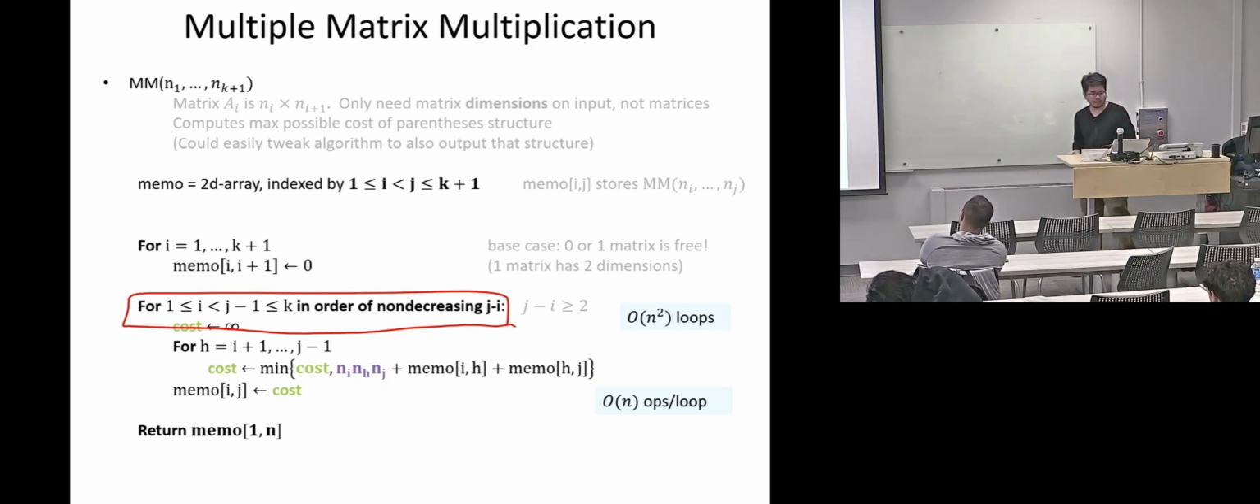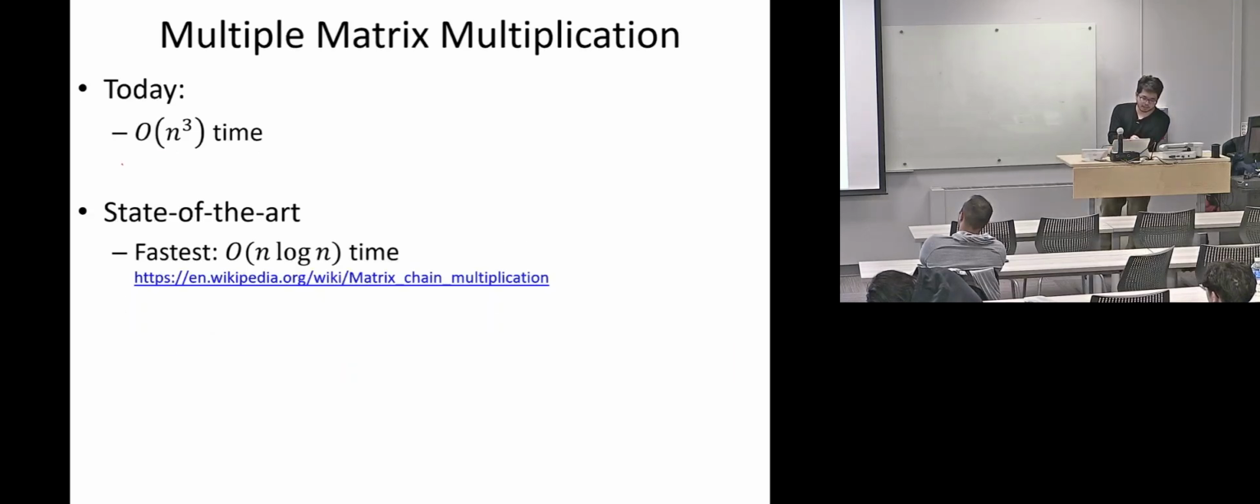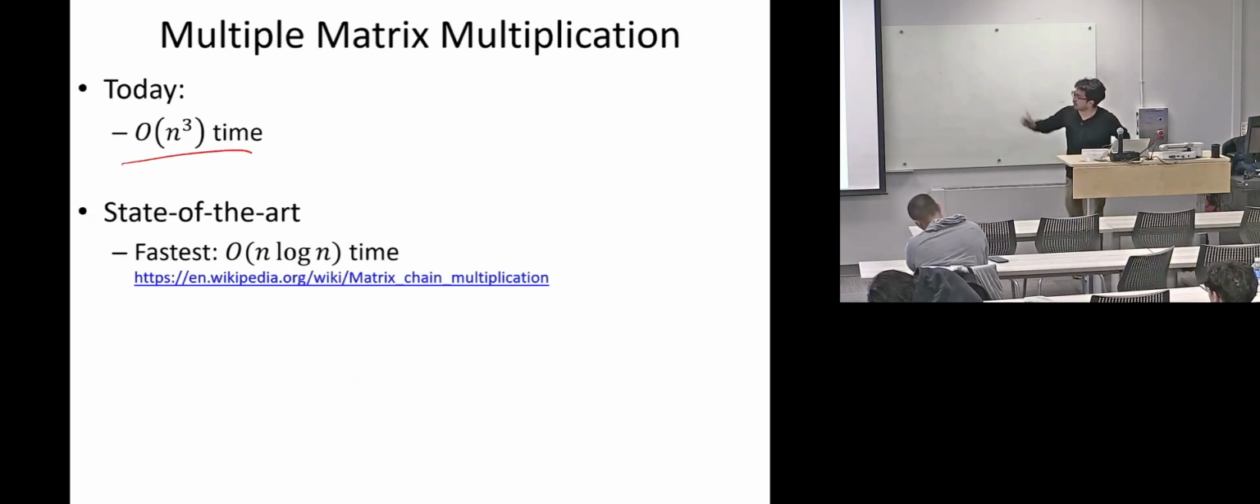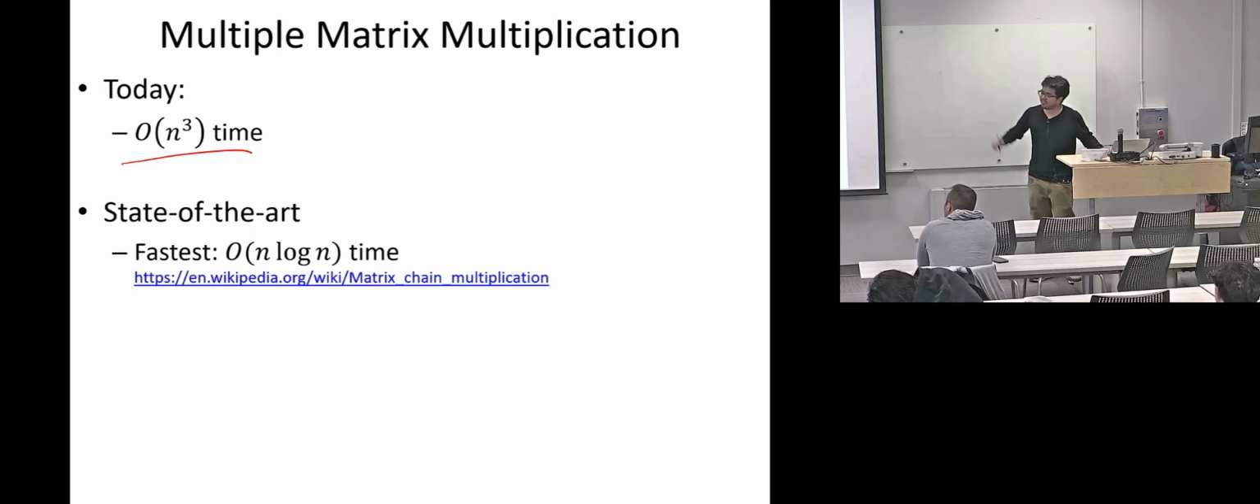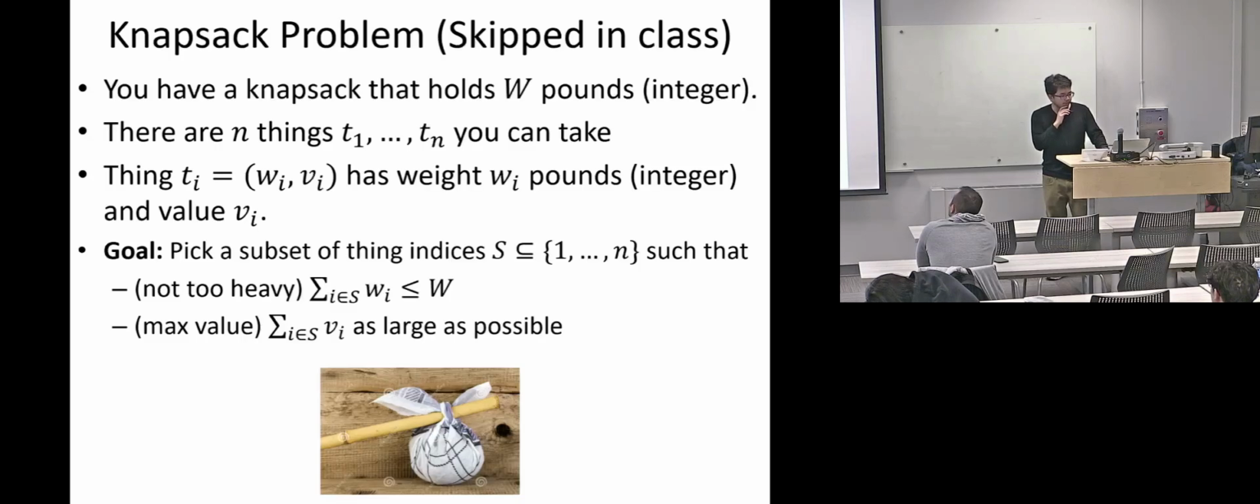And that's it. So what we get is an n cubed algorithm, but actually there is a faster way to do it. It's n log n, and you can have a look if you are interested. Okay, so good. For knapsack, I'm going to skip it because it was in your previous class too, but if anyone has never seen it before, you can look at the slides.